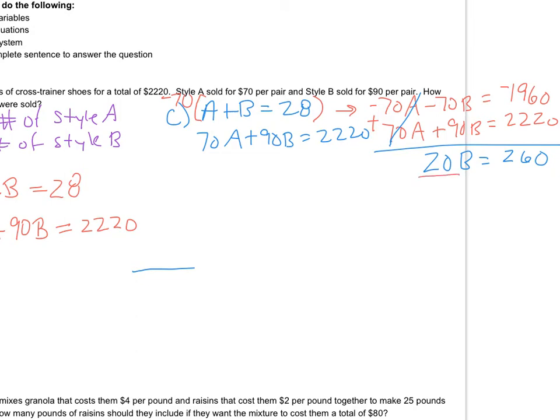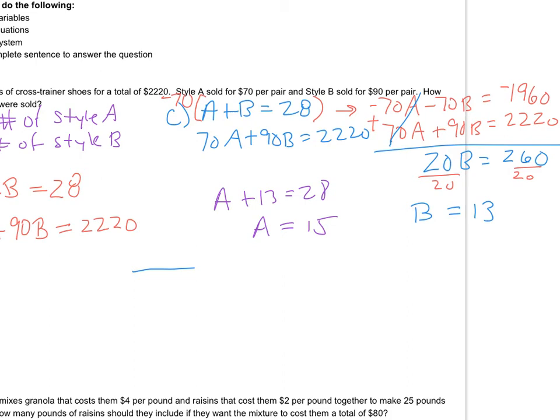Then I can divide both sides by 20, and that leaves me with B equal to 13. Well, if B is equal to 13, and I know A plus B is 28, I can substitute the 13 back in here and solve for A. So I'm looking at A plus 13 equal to 28. Subtracting 13 from both sides, I know that A has to be 15.